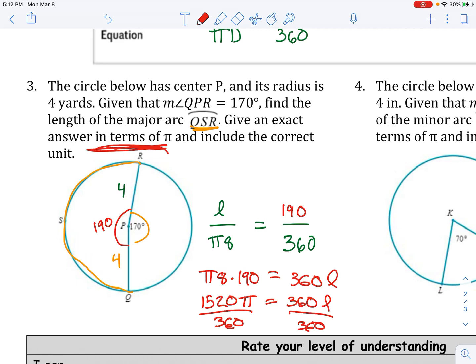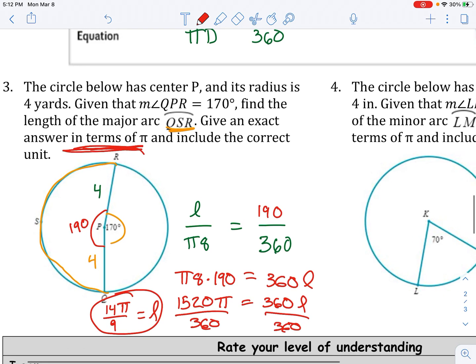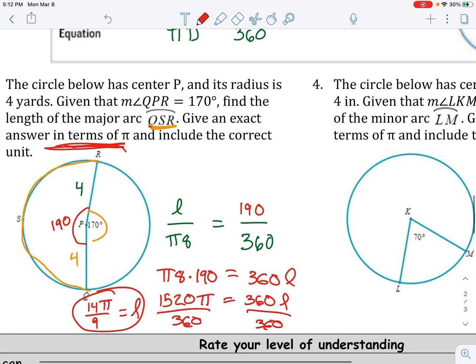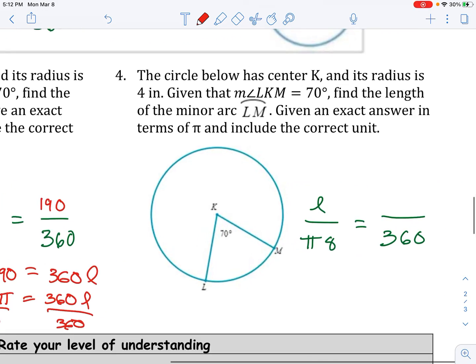Simplify these numbers. I don't remember what it was, but if it was like 14 over 9, that's definitely not it. But if it was that, I would write my final answer as 14 pi over 9 equals L. That's how you would leave your answer. I don't know what that fraction is simplified, and I don't have a calculator that can do that right now, and I don't want to take all your time. So I'll move on right away to the last one here.